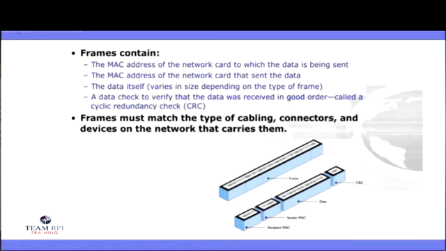Each of these frames contains the MAC address of the network card to which the data is being sent, as well as the MAC address of the network card that sent the actual data. The data itself is going to vary in size depending on the type of frame that you use, which again will be dictated by the network topology itself. Also included in the frame is a data check. We call that the cyclic redundancy check, or the CRC. Each frame must match the type of cabling, connectors, and devices on the network that carries them.